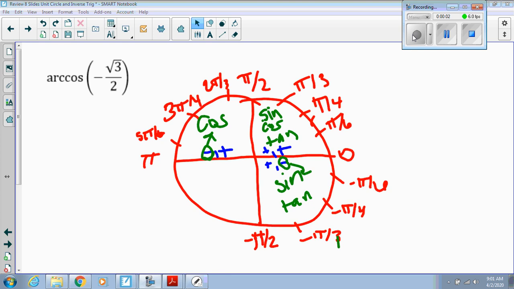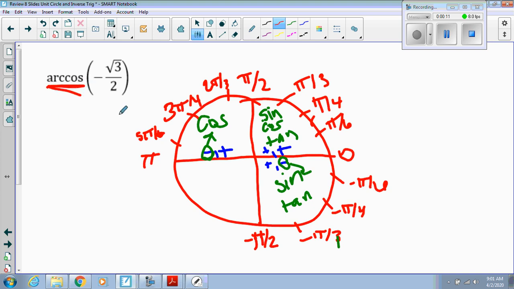Okay, so I'm seeing the fact that I've got arc cosine. Arc cosine means I'm thinking this is an inverse trig problem, which means I'm searching for an angle value. So a radian or a degree. So I've drawn my inverse trig circle here.